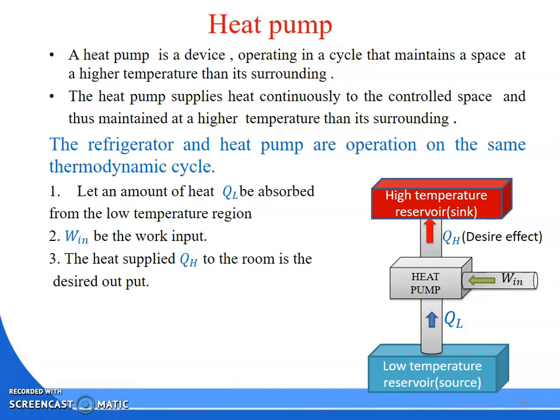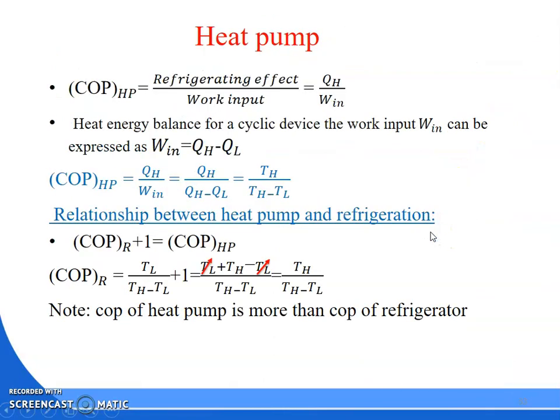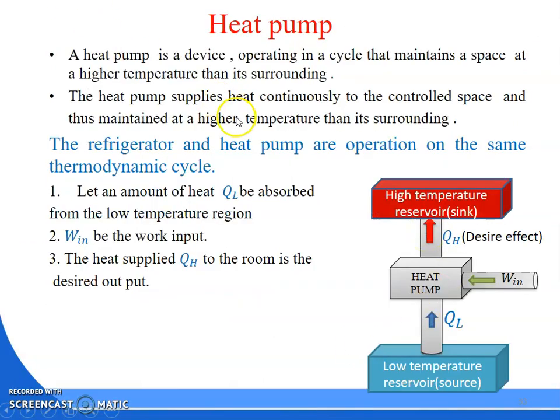The heat pump is a device operating in a cycle that maintains a space at a higher temperature than its surroundings. A heat pump supplies heat continuously to a controlled space and thus maintains a higher temperature than its surroundings. Suppose in the cold season you have to warm up the room, because the temperature is very low in places like Manali. So you have to maintain a high temperature relative to the surroundings. What are you using? It will be done by your heat pump.